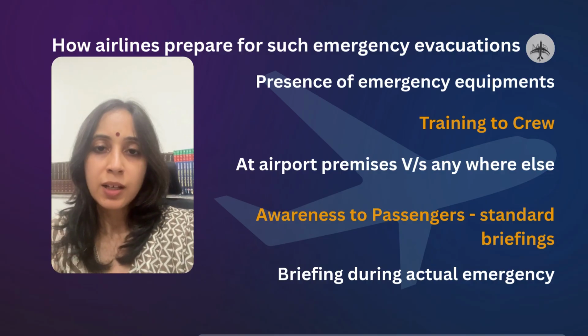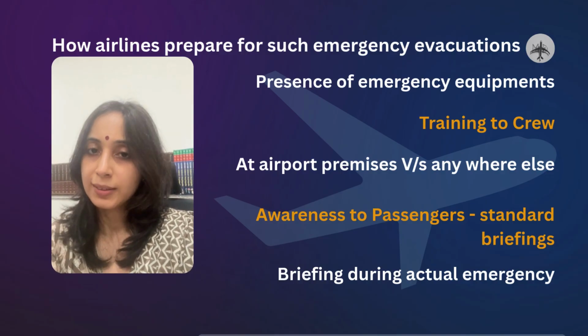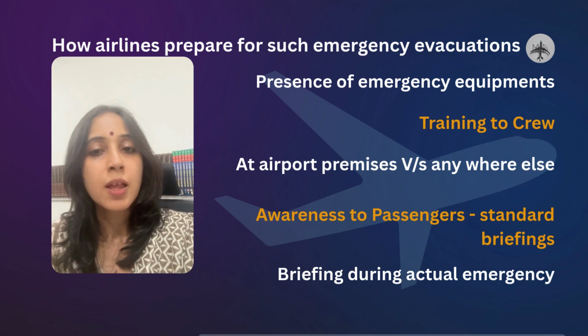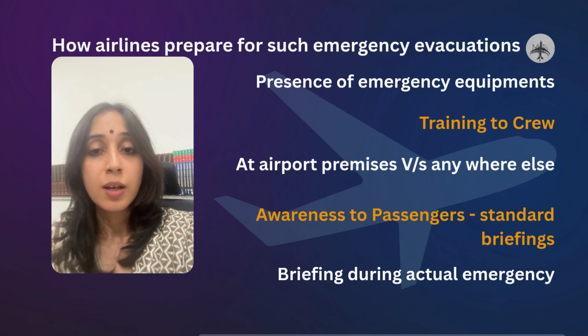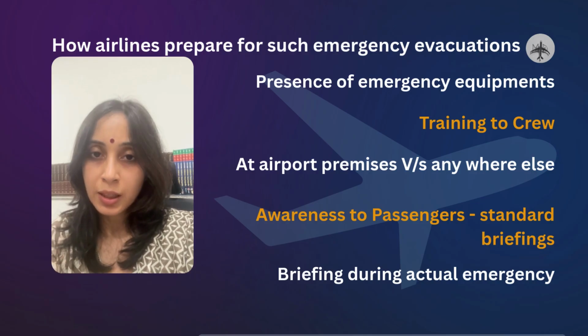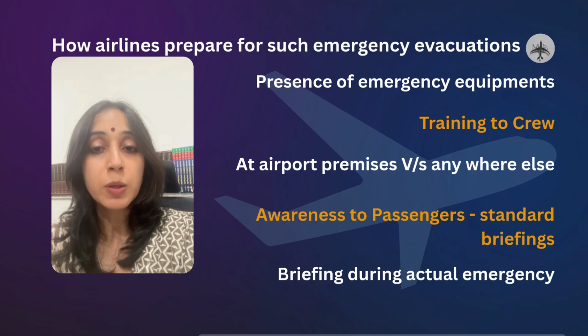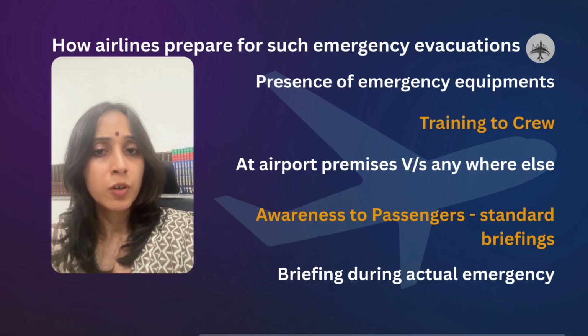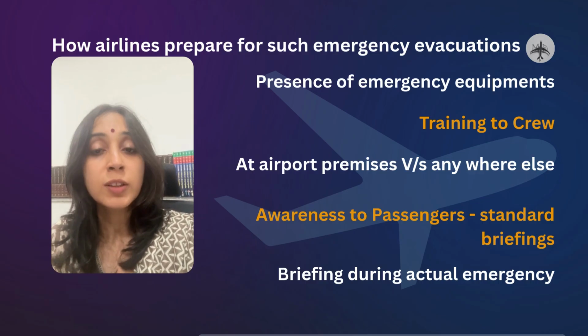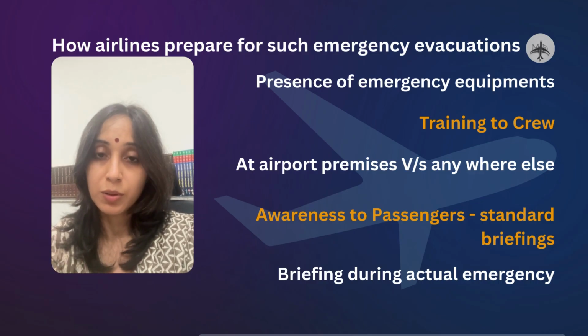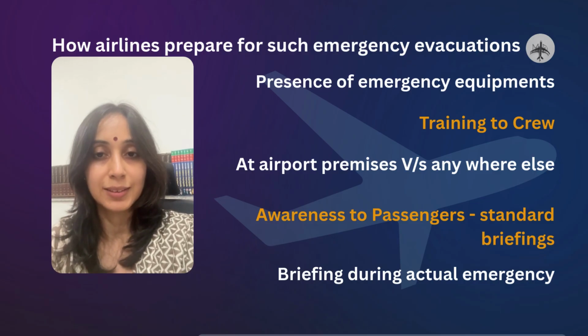Now let's understand how airlines are prepared to handle such emergency evacuations. Number one, it starts with training for cabin crew and cockpit crew. Number two, there are emergency equipments kept on board that help you in case of evacuation, for example, life vest, a flashlight, life rafts, or survival kit that are available on board. These equipments may differ as per the aircraft type and size.